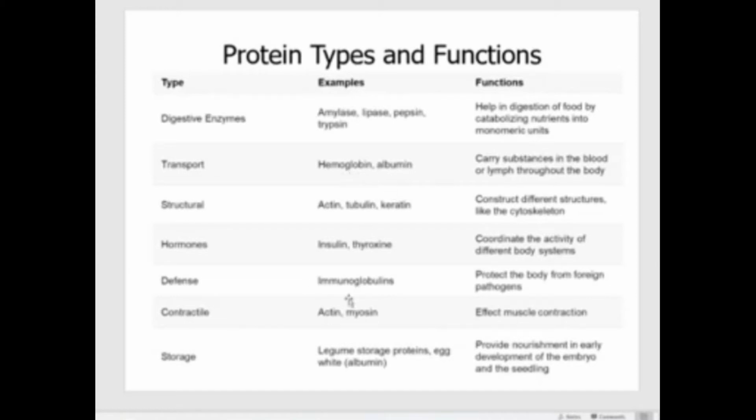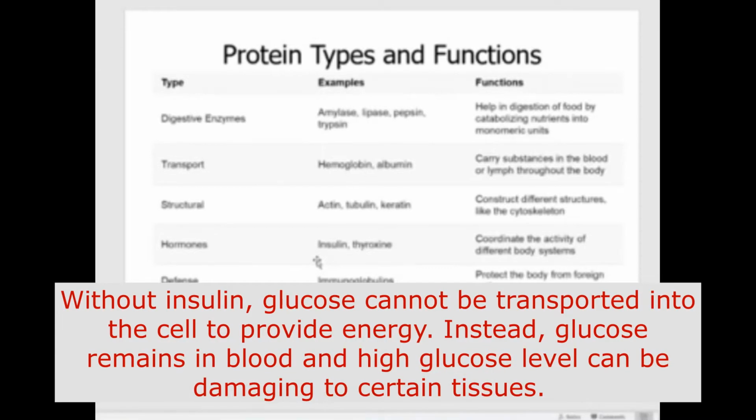All right, another good example: some of the hormones are proteins, and you know how important hormones are. For example, insulin helps our cells take in glucose and use glucose as an energy source. If you don't have enough insulin, or your body makes very little insulin, you're going to have diabetes. Your blood sugar level is too high, and that's going to damage some of the tissues.